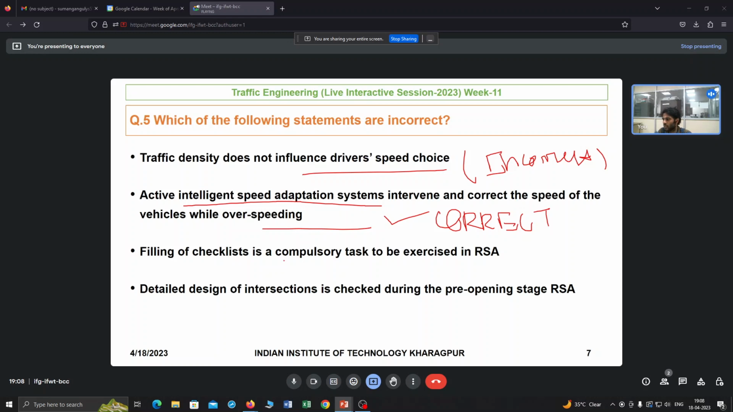Filling of checklist is a compulsory task to be exercised in road safety audit, RSA. So obviously we do have some checklist to fulfill in the case of RSA, but it is not a compulsory task. It's a task that you have to do to achieve something else. So it is not like if you do not have a checklist you cannot do a road safety audit. That is not the point, right? So it's also an incorrect statement.